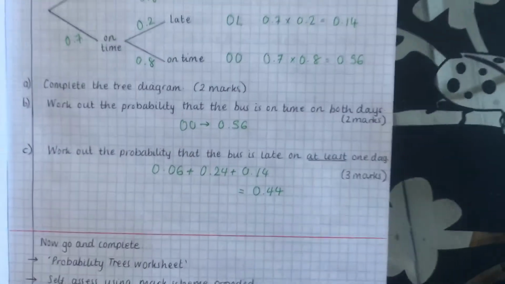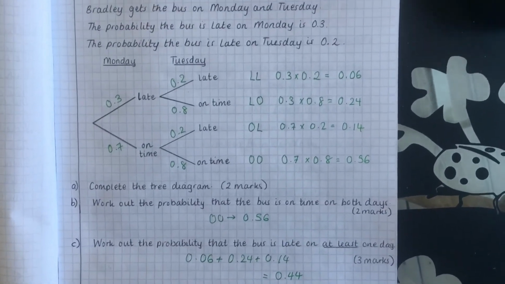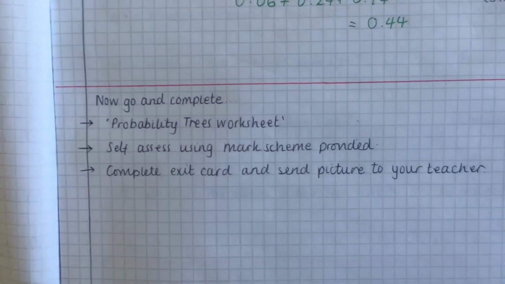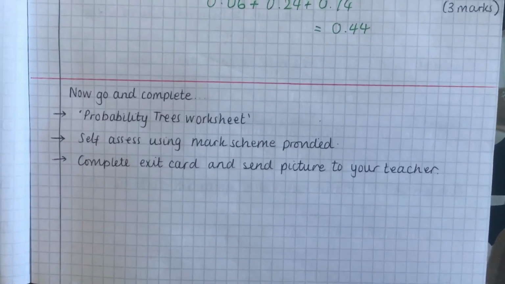So that's that done. So you've done your turn. Make sure that you've got it all corrected and got it correct. And now you've done this, can you make sure that you now move on to the probability trees worksheet, self-assess it using the mark scheme provided, and then complete your exit card and send it to your teacher.